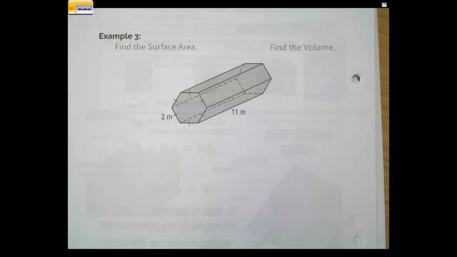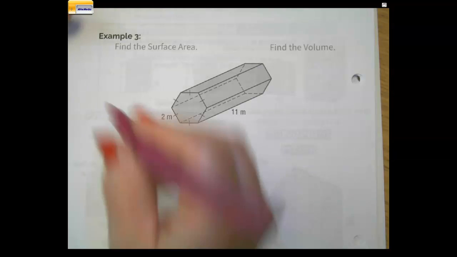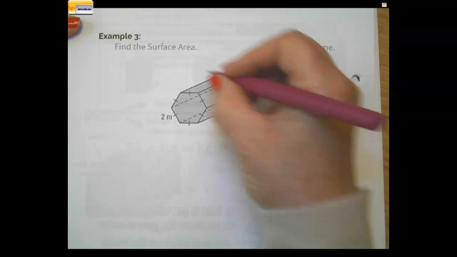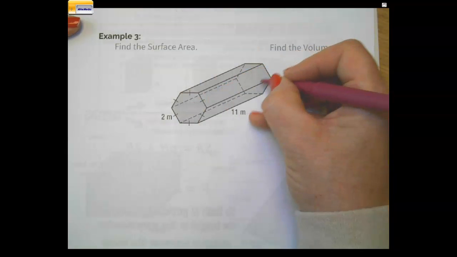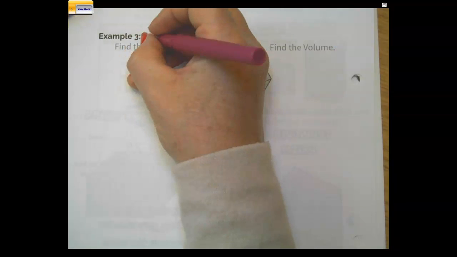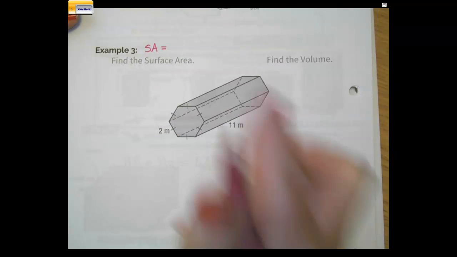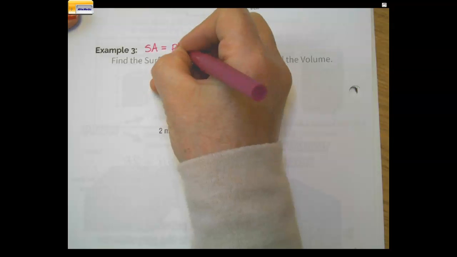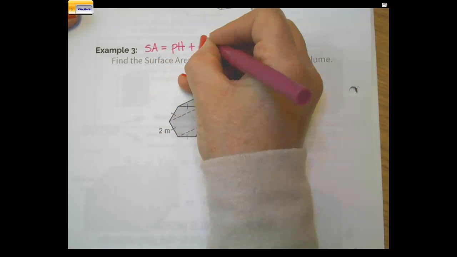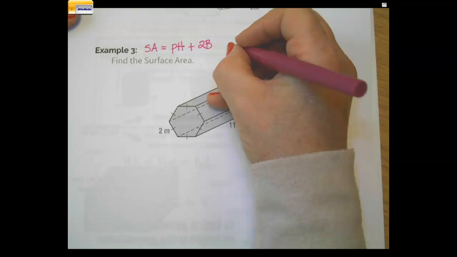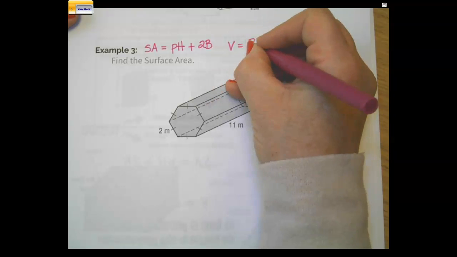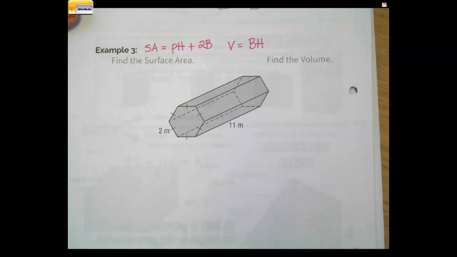So that formula, I just want to reiterate. For any type of prism, and this would be a prism because you have the two parallel bases, surface area, I'm going to write it on here, is equal to pH plus 2 times our big B, and then volume is equal to the big B times my height. The big H is from base to base.